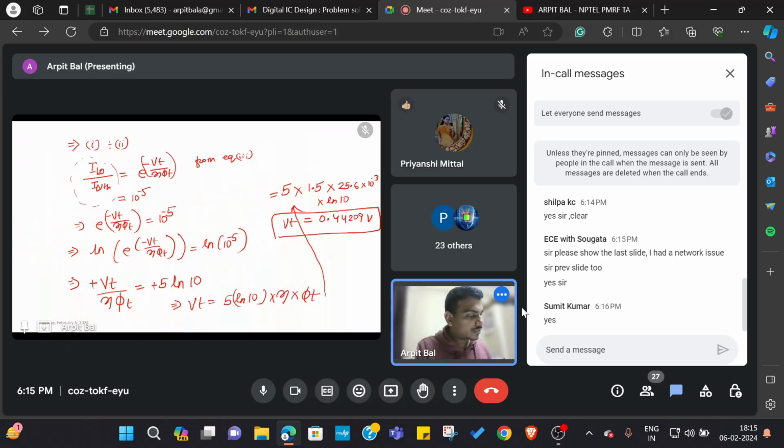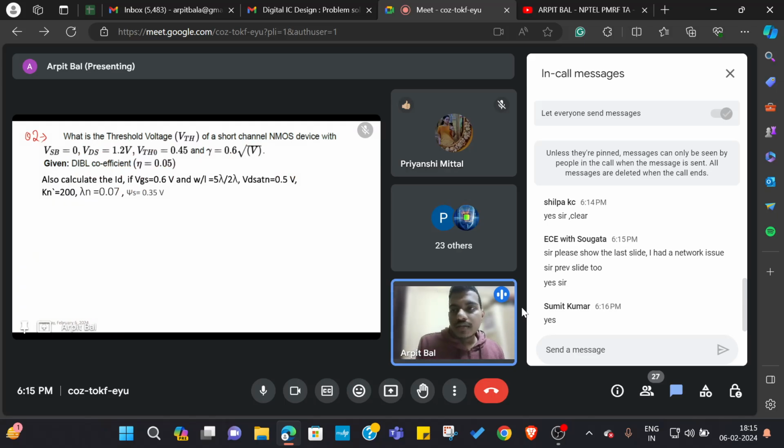Okay, so in the next question, what we are supposed to do is we are given a short channel NMOS device. And we have to figure out what is the threshold voltage, and we have to also calculate the ID if the other information are given to us, like VGS, W by L, VD sat n, Kn dash, lambda n, and psi s is already given to us. So the first thing that we need to do here is figure out what is the threshold voltage.